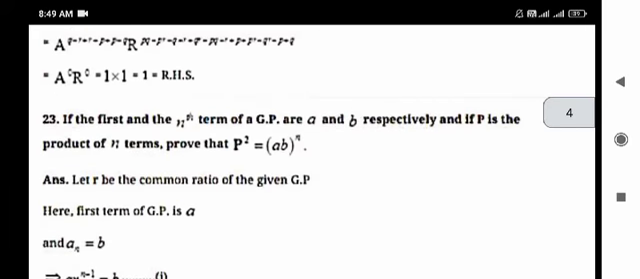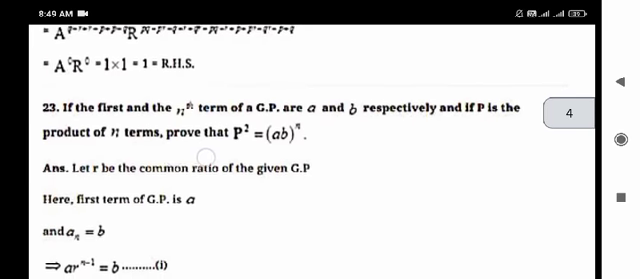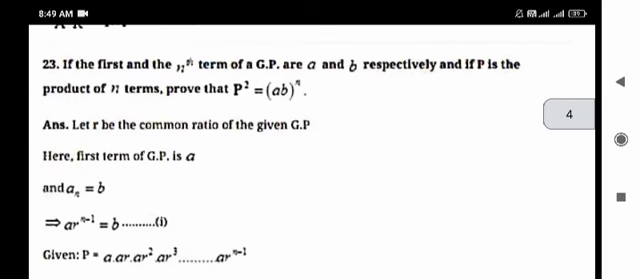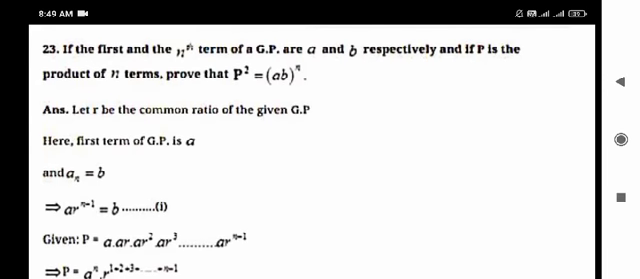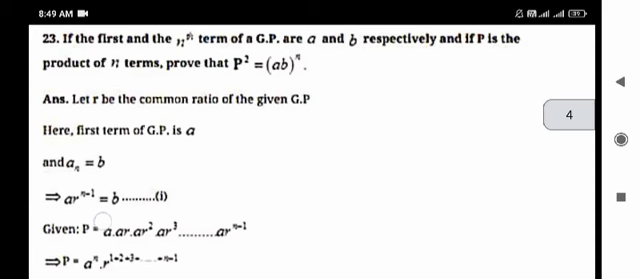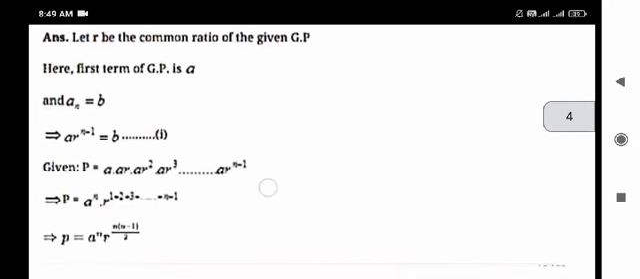Next, question number 23 says, if the first and the nth term of a GP are a and b, and if P is the product of n terms, then prove that P square is equal to (ab) to the power n. So, in this question, taking R as the common ratio, the first term given here is a, and the nth term is b. The nth term can be written as AR to the power n minus 1 is equal to b. Now, this is the series of the GP.